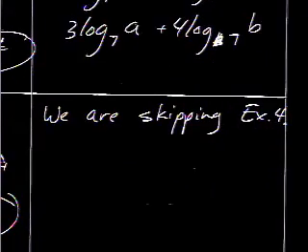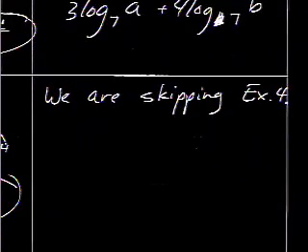We are skipping example 4, so you do not have to worry about example 4. It seems fairly complicated. The decibel system for sound is an intensity. Definitely follows the exponential scale, just like the Richter scale, but the particular problems that they're doing are a little bit more complicated than we need to do right now.